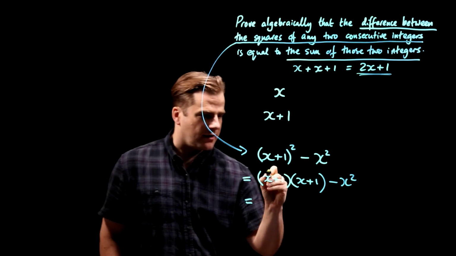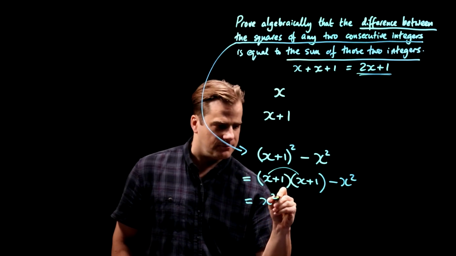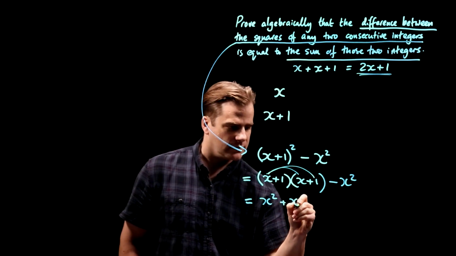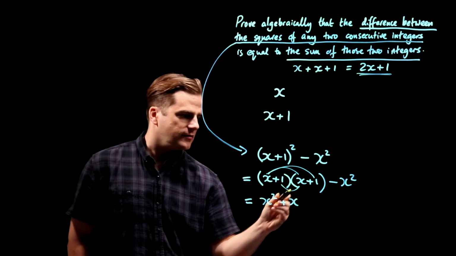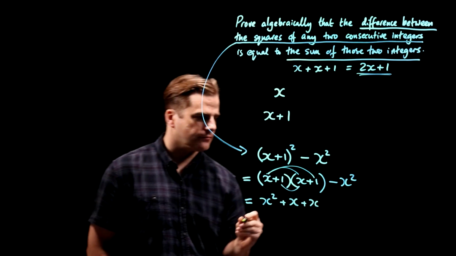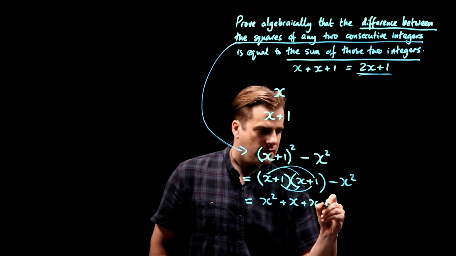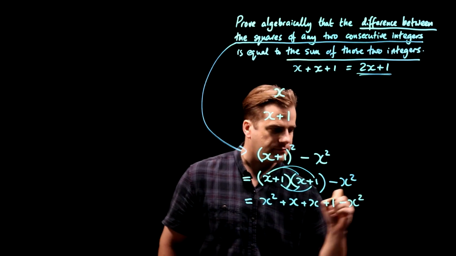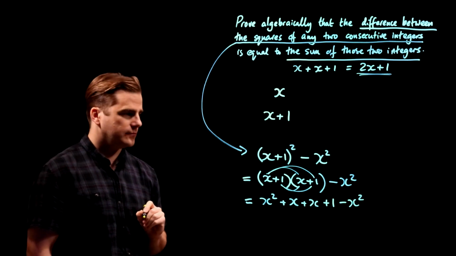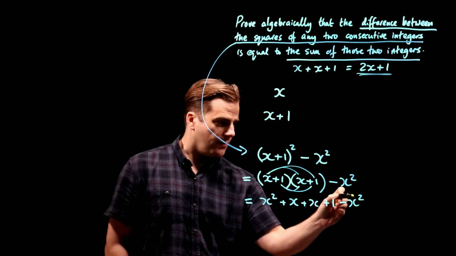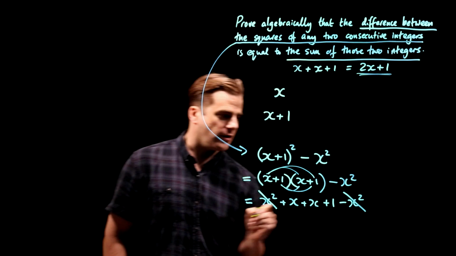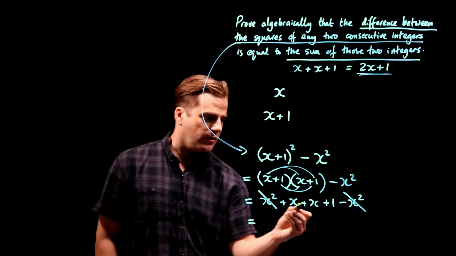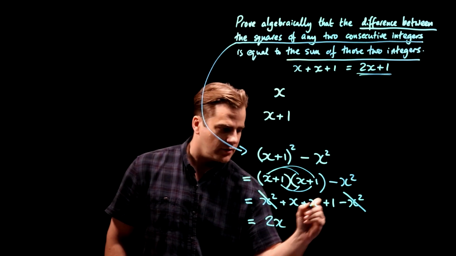Right, let's multiply the bracket. X times x is x squared. X times 1 is 1x, or just x. 1 times x is 1x, or just x. 1 times 1 is 1. And then don't forget the minus x squared on the end. Good. So what have we got? We've got x squared minus x squared. They're gone. And what are we just left with? X plus x plus 1. Well, x plus x is 2x plus 1.